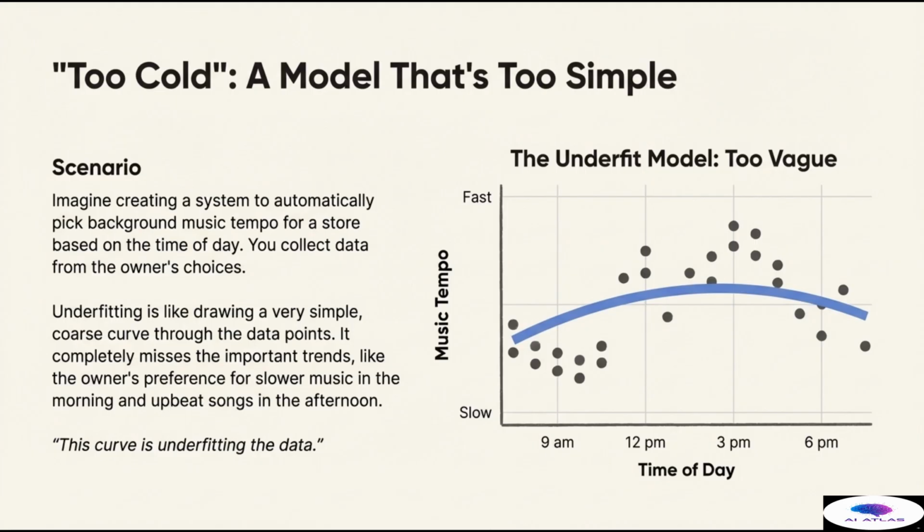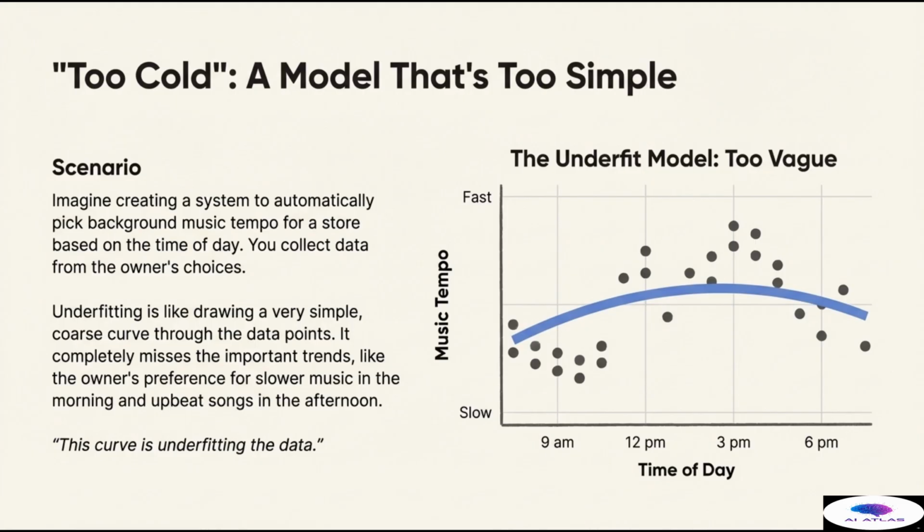It's likely a very simple linear or low-degree polynomial model, meaning it has limited capacity to learn complexity. It's essentially drawing a simple, coarse arc through the data. Notice how this curve completely misses the important, subtle trends. It doesn't capture the dip in tempo immediately after the morning rush, nor does it perfectly align with the peak activity in the mid-afternoon. It's a passable guess, but it's too simple to be truly predictive.